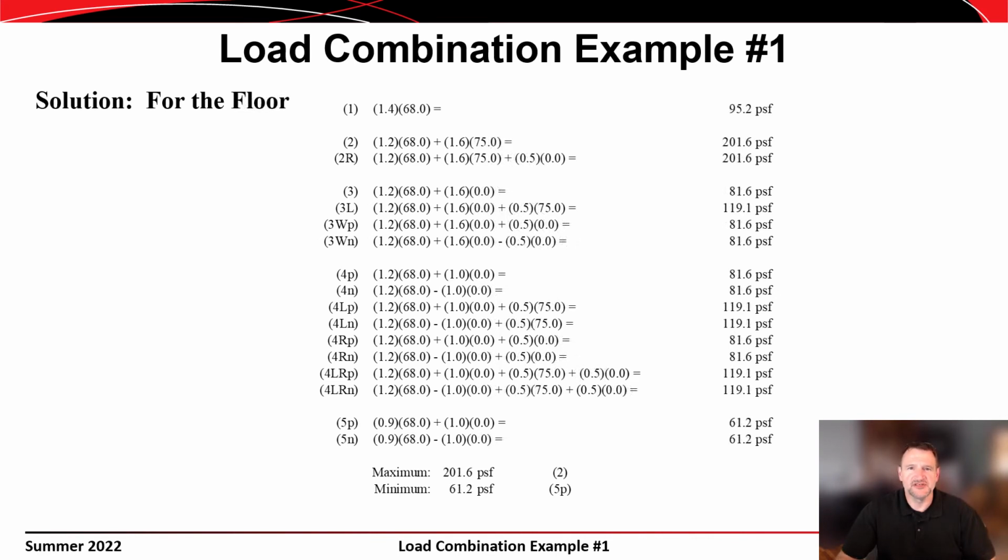Using that same spreadsheet to double check my floor loadings, you can again see that we end up with a maximum floor load of 202 pounds per square foot resulting from load combination number 2.